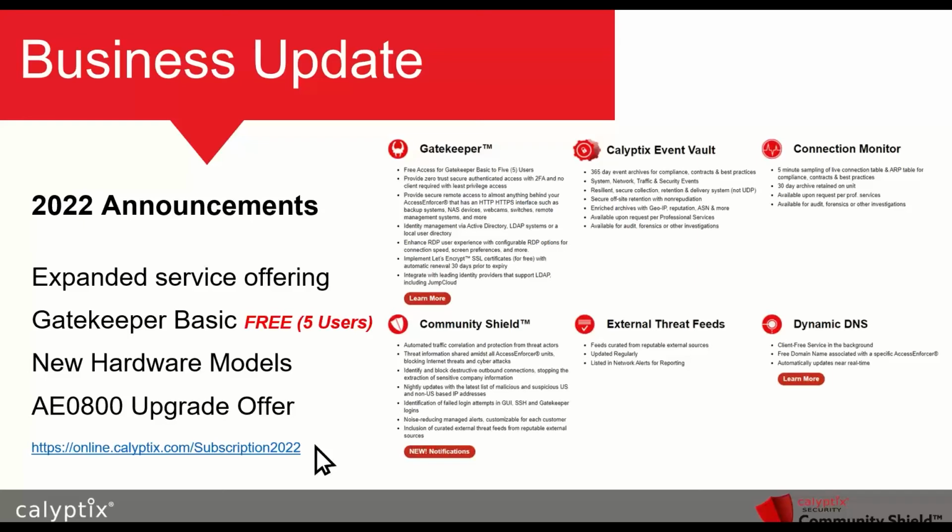The reason we made it free was because we think it needs to be used given what's going on in the environment. Additionally, we added access to the Event Vault and the Connection Monitor to address both short-term live connection logging and Event Vaults for 365-day logging. We've added Dynamic DNS to the Community Shield, and of course, external threat feeds. We've layered that all on top of new hardware, and we've got a great upgrade offer on the AE800, so you can move to the 900.